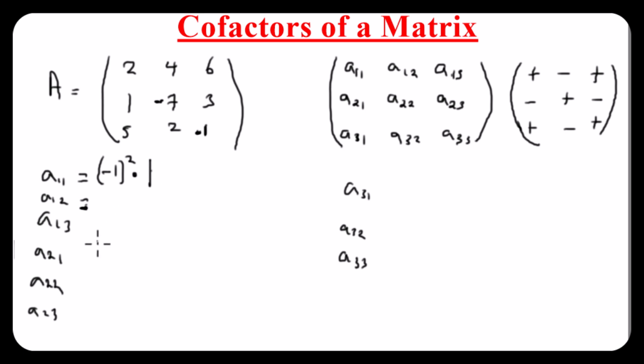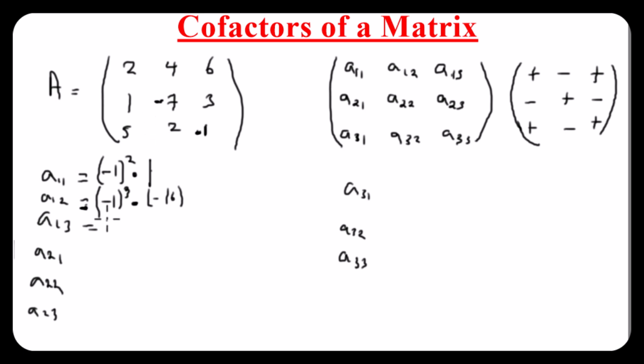So I write my 1 here. Come to the next one, -1 again to a power of 3, because 2 plus 1 is 3. So again, this is 4. Strike out the first row, strike out the second column. I'm left with 1, -1, 5 and 3. So 1 times -1 is -1. 5 times 3 is 15. So -1 minus 15, that will be -16. So dot -16. Okay, all right.